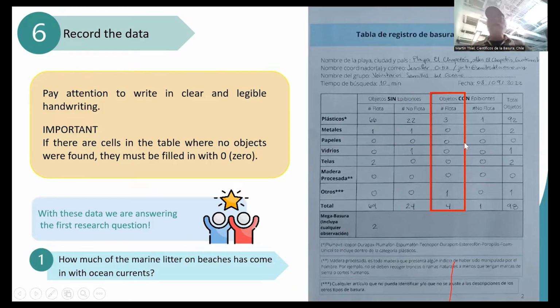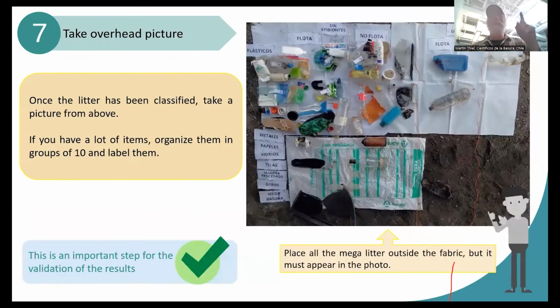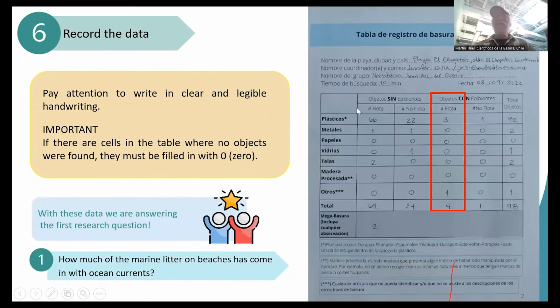So here we can now respond to our first question, and we are almost ready. With one exception, we now need to take an overhead picture of all this litter as it is organized on the ground here, because this picture will be very important for our team to validate the information. Because our team will then count the litter here from the picture in each category and compare it with the data table. So for example, we have seen here there are 3 plastics that float and have epibionts and 1 that doesn't float.